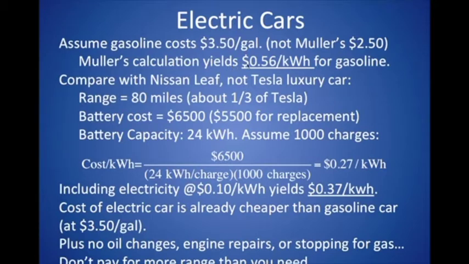So his calculation using $3.50 per gallon would be 56 cents per kilowatt hour. If we compare, instead of comparing a Tesla, which is a luxury car, let's use something a little more practical like a Nissan Leaf, which has a range of 80, or actually nowadays more like 100 miles. So the point of an electric car is you can use it for commuting. It doesn't have to replace a gasoline car.